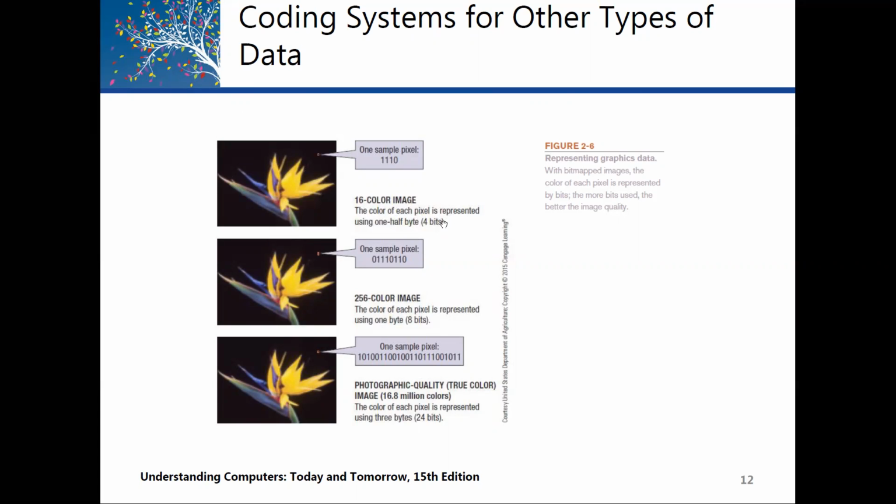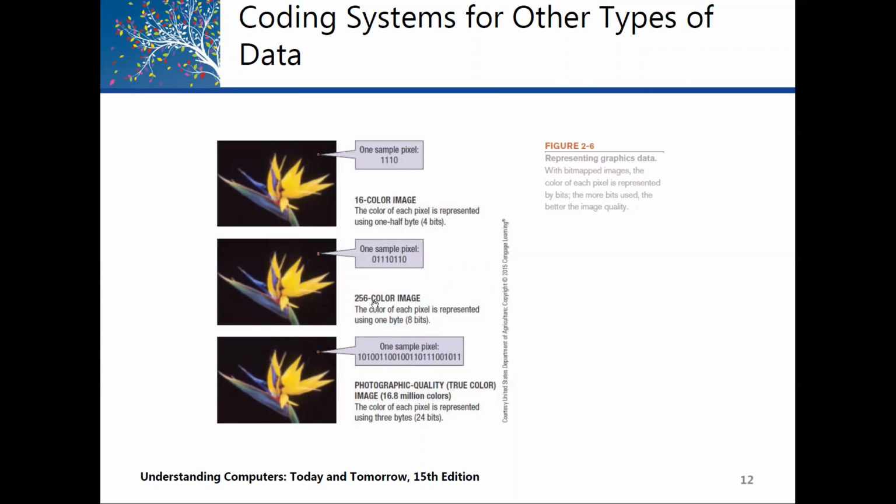So 2 raised to the power 4 is 16. We can store the color information of one pixel using 4 bits. So if there are 1000 pixels, we require 4000 bits in order to store this image. If there are, for example, 100,000 pixels in this image, we require 400,000 bits in order to represent this graphical image, right? So a 16 color image is not very sharp, not very attractive color.